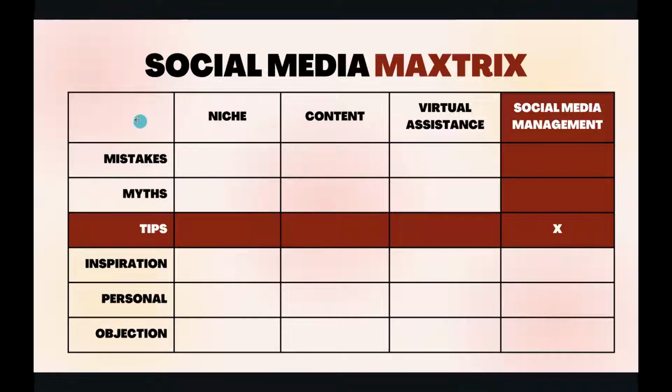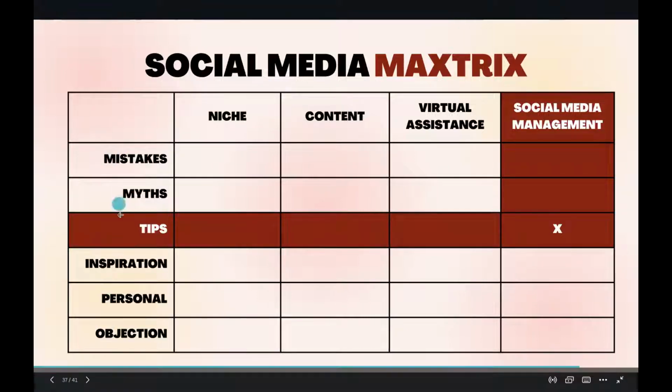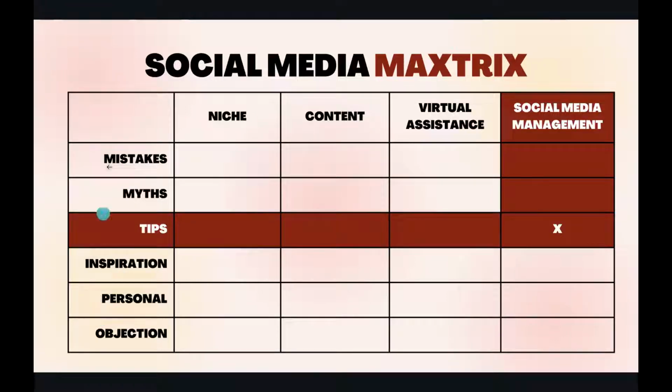So your matrix will be here, right? Your content pillars, mistakes, myths, tips, inspiration, personal objection, everything there you can put here, because your topic will revolve around those. And then, these are some of the things I talk about in my video or in my paid program or in my course. So, for example, on niche, what common mistakes about niche do you want to call out? You can put an X on that too.